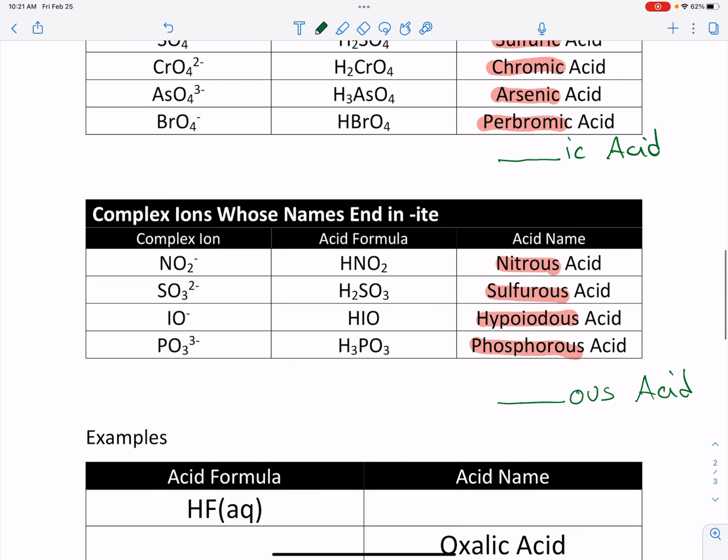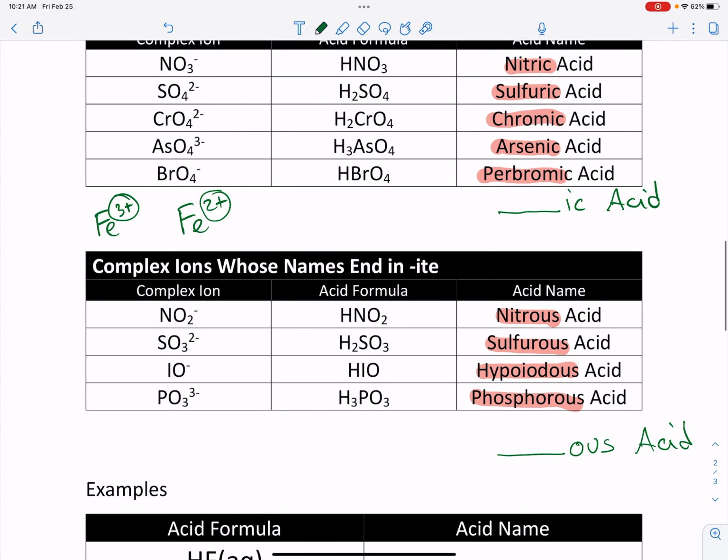These two suffixes, ic and ous, may sound familiar. We used them back when we looked at the type 2 cations with more than one charge, the older way of naming them. So for example, Fe3 plus could have been called ferric, while Fe2 plus could have been called ferrous in the older way of naming them. So the ic suffix was used for the higher charge, and the ous suffix was used for the lower charge.